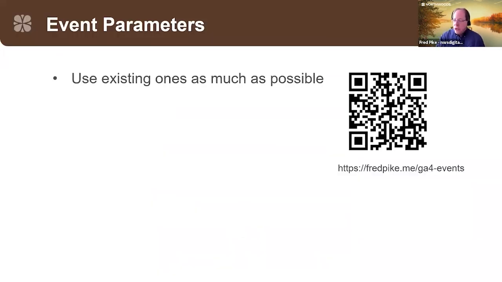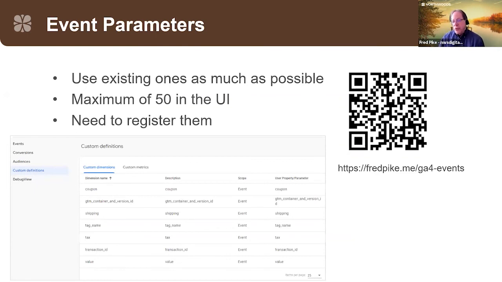So for the event parameters, use existing ones as much as possible, with a maximum of 50 in the user interface. And if you want to use them within the interface, like on an event card or something, you have to register them. You go into the configure section, into custom definitions, and you have to create them. I won't show that here, but just know that if you create a custom parameter, it's not going to show up in your GA4 unless you register it. So just be forewarned on that.